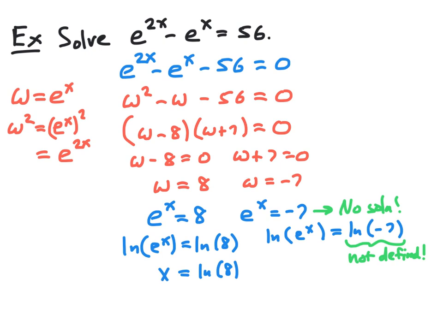Therefore, the only solution to our original equation, e to the 2x minus e to the x equals 56, is the natural log of 8.